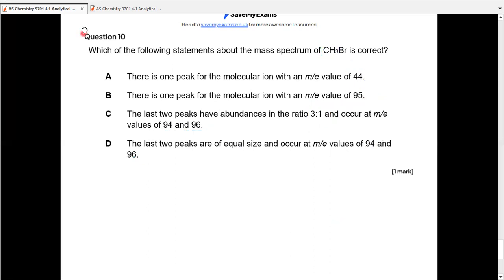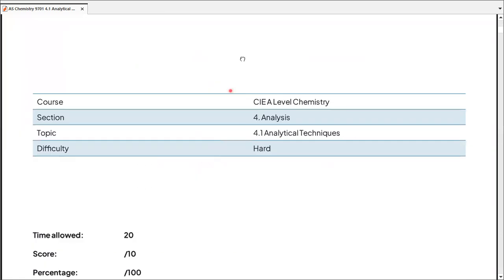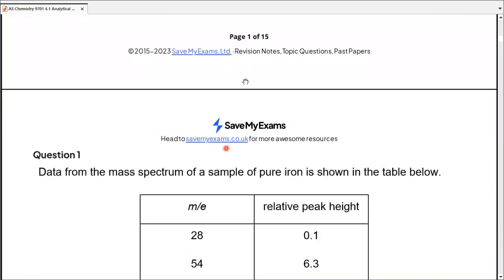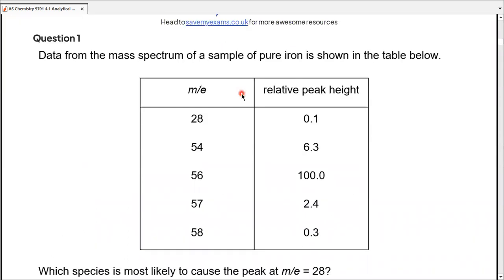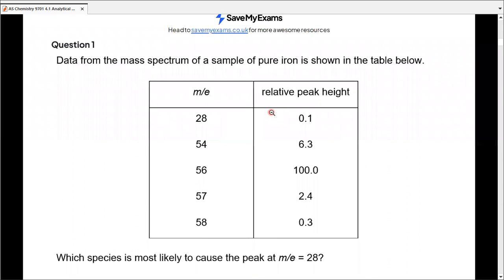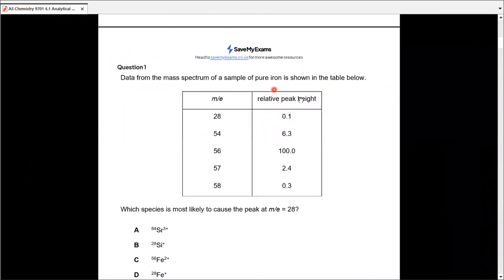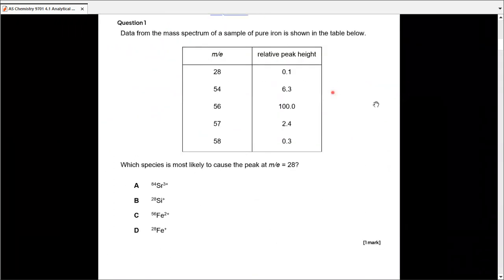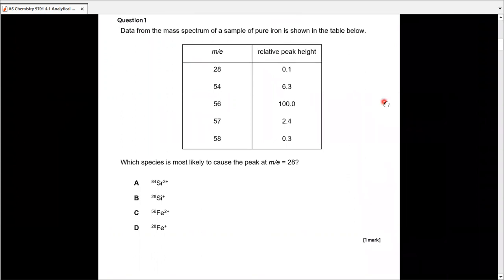Okay, so let's stop with this. And the last one, hard questions. Let's see how the billionaire is going to do in these type of questions. Starting with question number one, let me zoom out a little bit. I'm going to zoom out more because this is a big question. There you go. Which species is most likely to cause the peak at 28?